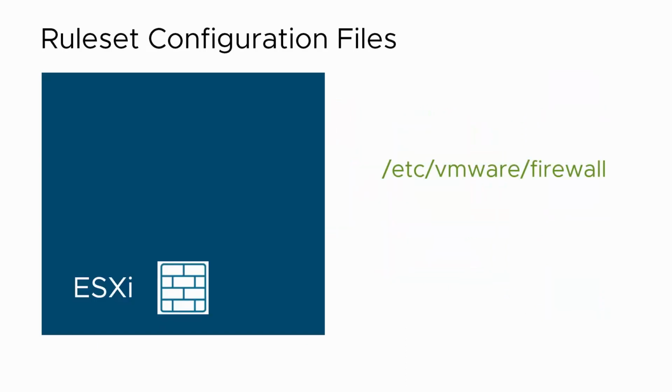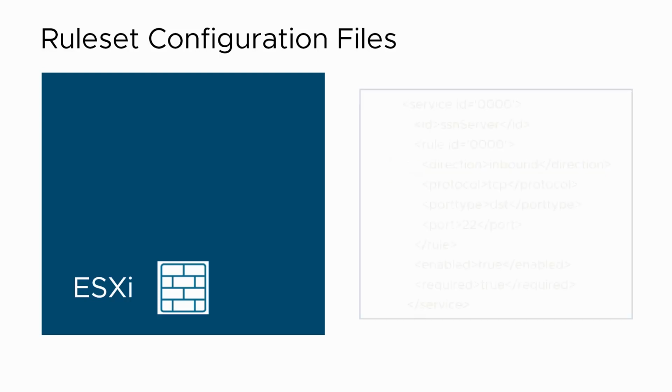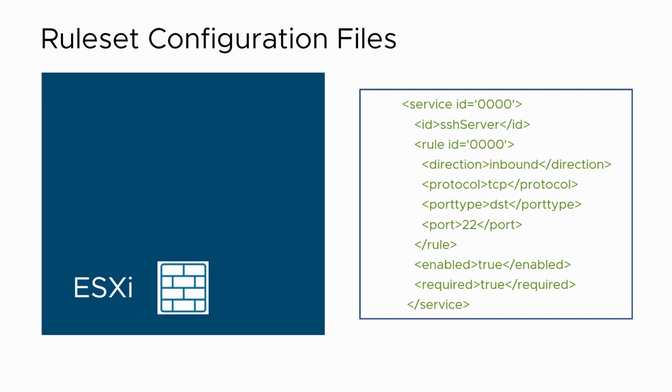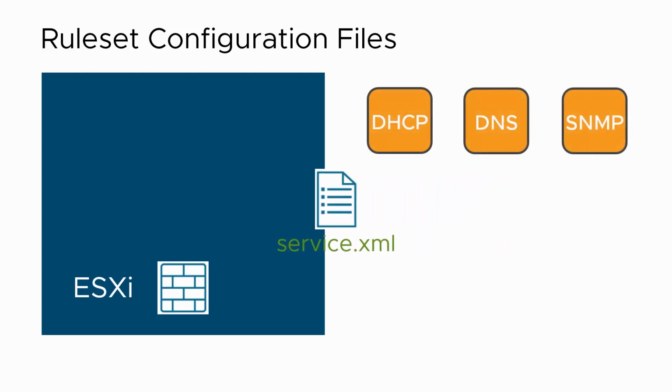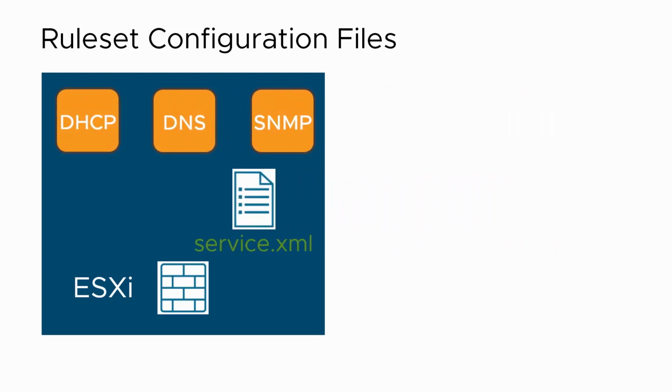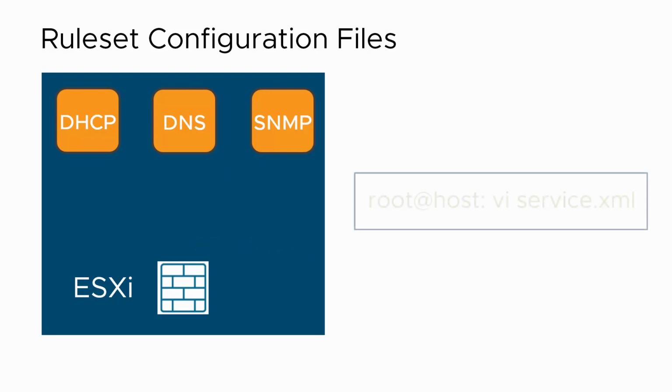Rule set configuration files are in the ESXi VMware firewall directory. Rule set configuration files contain firewall rules for each service and describe the rules' relationship with ports and protocols. Service.xml contains the predefined firewall rules that can be enabled or disabled for the ESXi host from the vSphere client. If you need to enable the service on a protocol that is not defined, create new firewall rules by editing the service.xml file from the command line.